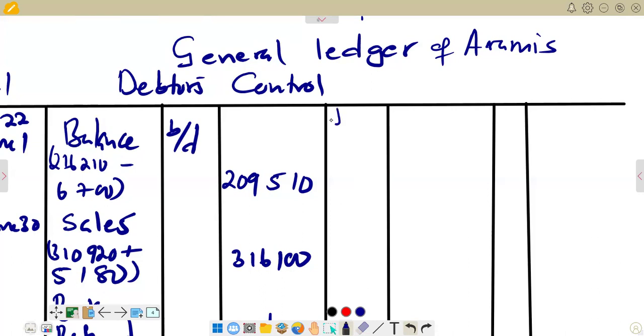Date here we are saying is June 30. And we are saying that this is our bank and discount allowed. Then the amount that we are having is 124,380.